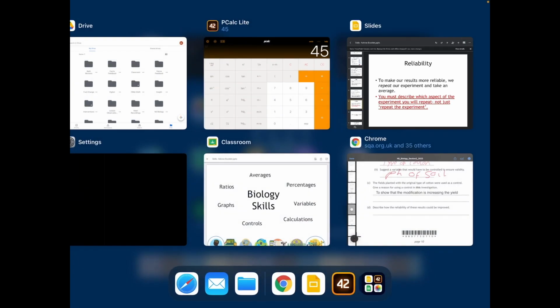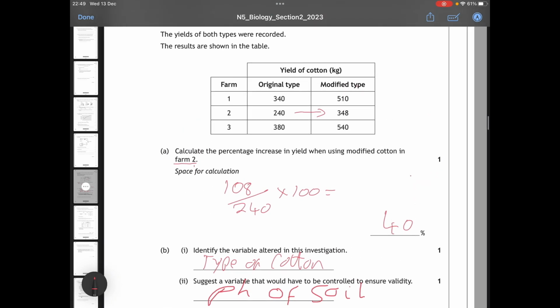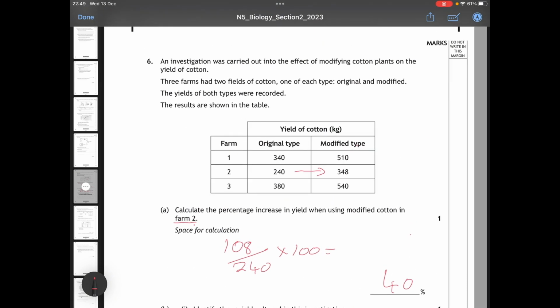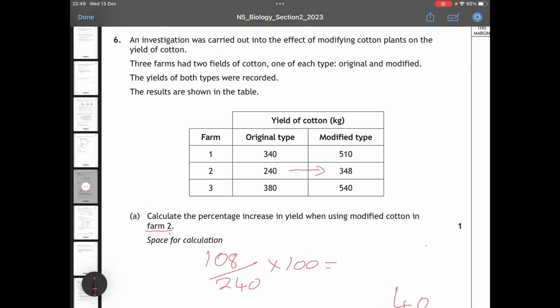Okay. And if you think about what they have done here, they've set up just one field for the original type and one field for the modified type. Okay, and that makes it slightly less reliable. They've used lots and lots of plants, obviously, to get such a big yield, so that's a good thing. But in terms of the number of fields, they've just used one field for each type, the original and the modified. Okay, so the best answer would be to increase the number of fields, or to use more fields to grow the plants, and take an average of the yields from each of the different fields.